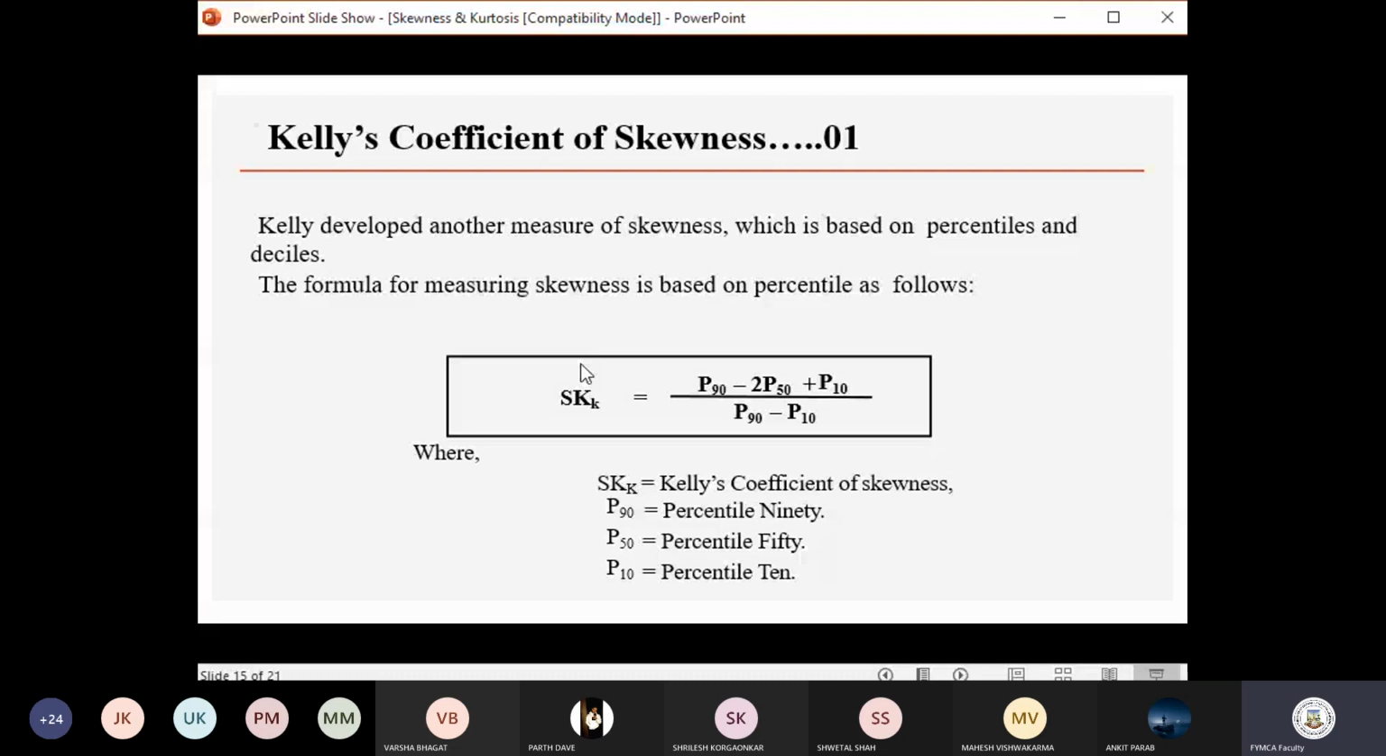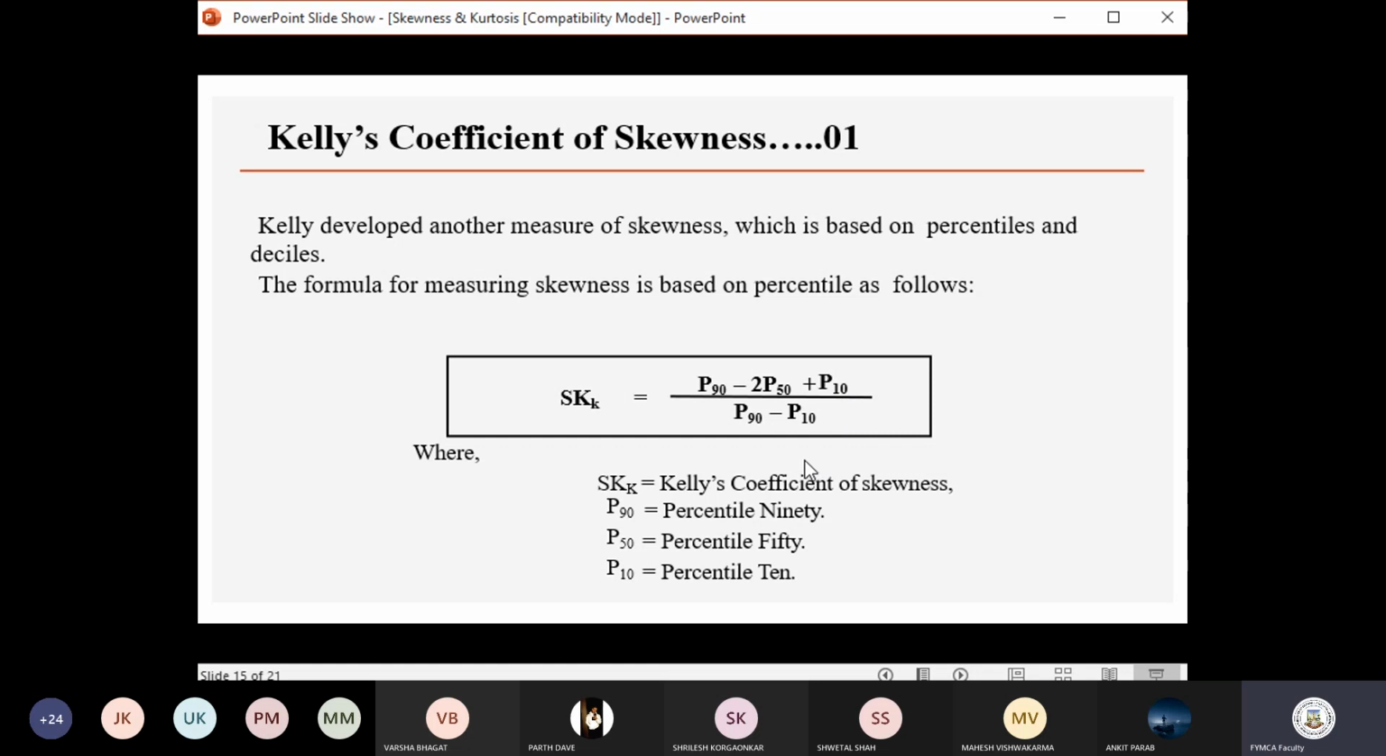So this is the fourth type, that is Kelly's coefficient of skewness. In this type, you have SKK, that is this formula with the case of percentile and decile. You can change this formula with the case of decile also, or with the percentile also. So you have P90 minus 2 times the mid value plus P10 divided by P90 minus P10.